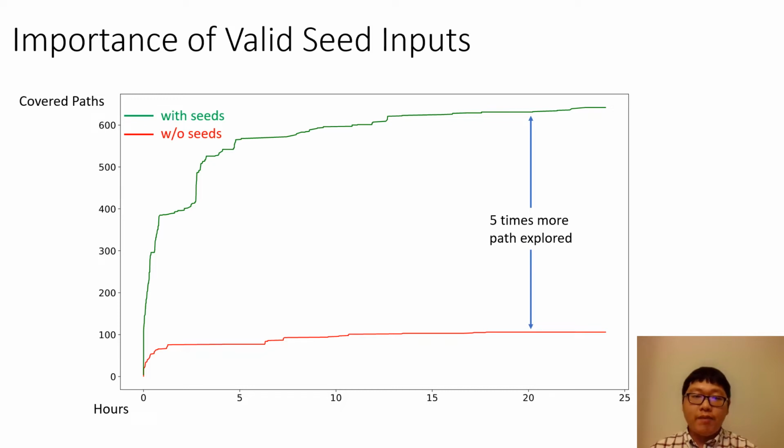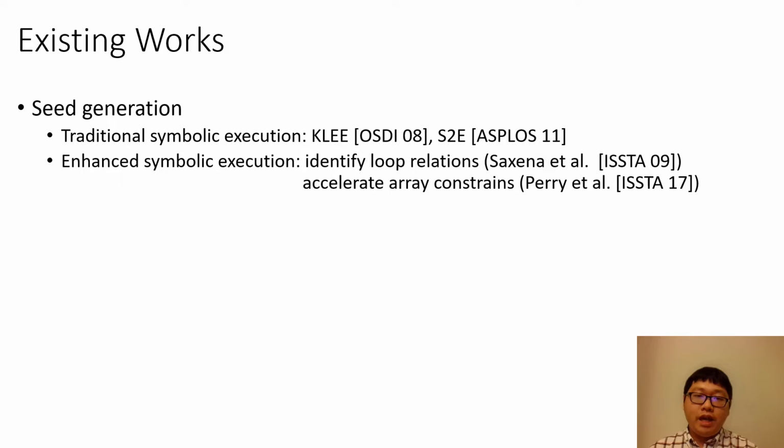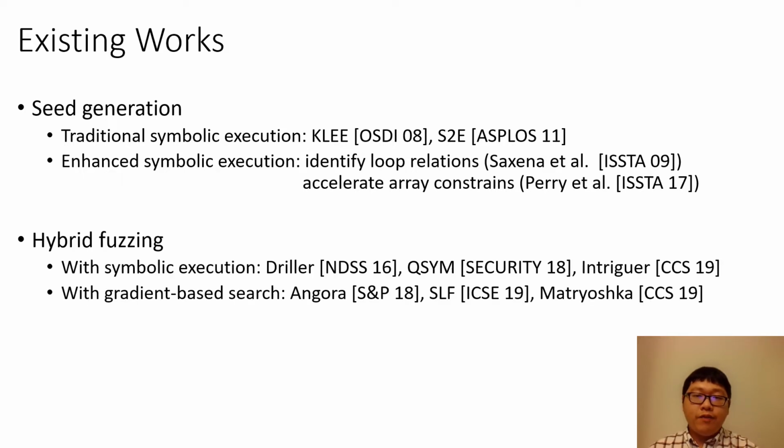But what if the program is not open source and the seed corpus is not available? This paper aims to address this problem and facilitate seed input generation in seedless fuzzing. There are existing techniques aiming to get valid or semi-valid seed inputs, including traditional symbolic execution engines like CLE and S2E. Hybrid fuzzing combines fuzzers with symbolic execution engines or gradient-based search engines, and also helps generate seed inputs.